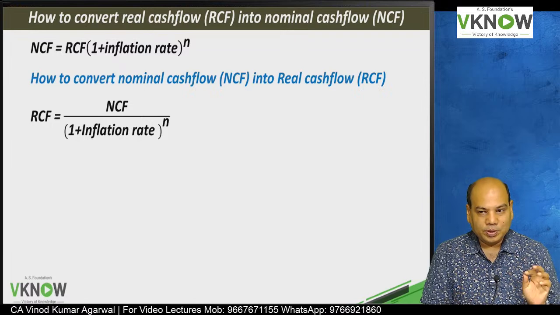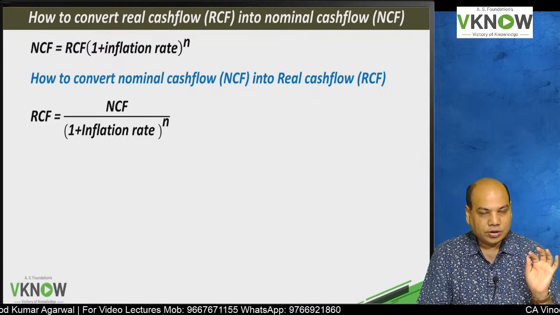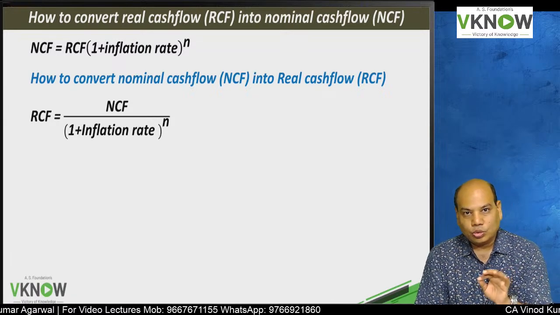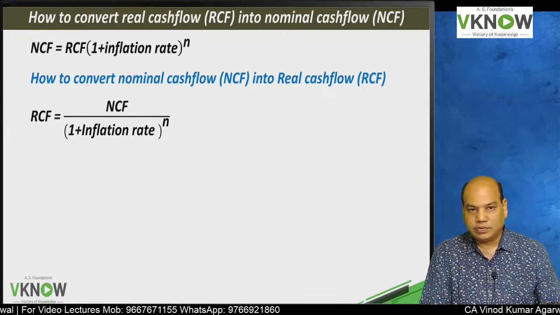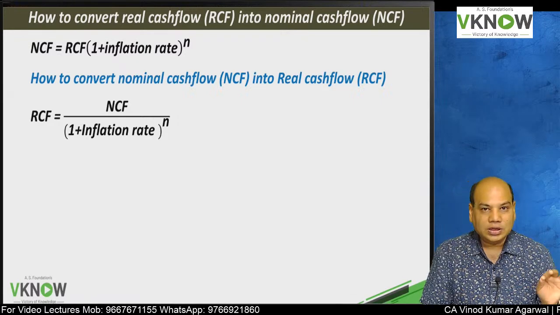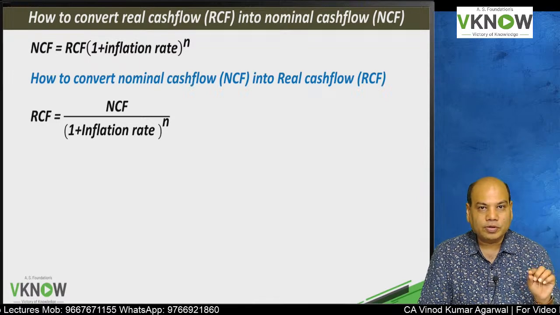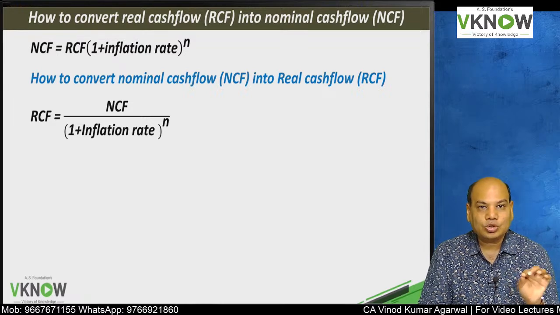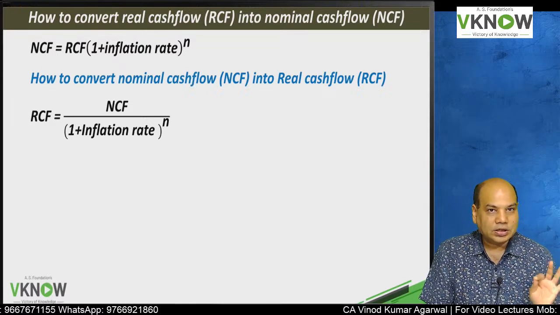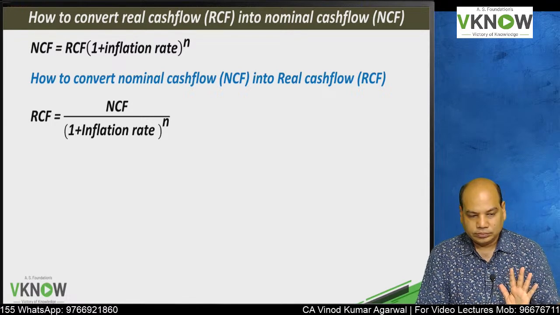So once again, I repeat four things. Nominal cash flow includes inflation. Real cash flow does not include inflation. Real cash flow is at constant purchasing power. Nominal discount rate includes inflation. That means your required rate of return includes inflation premium. Real discount rate excludes inflation. Real discount rate does not include the inflation premium.